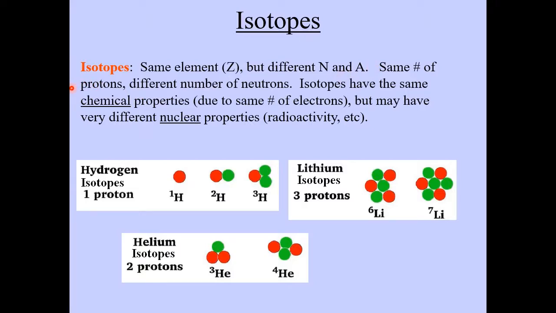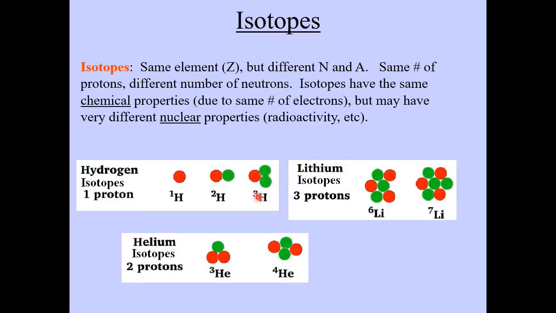Isotopes have the same chemical properties because chemistry is due to the arrangement of the electrons in the atom. Chemistry doesn't really care about the nuclear properties, but isotopes will have very different nuclear properties. In other words, some isotopes may be stable and others may be radioactive, which is something we'll talk about later in part 2 of this lecture. So let's see what we mean by isotopes. Let's look at some examples.